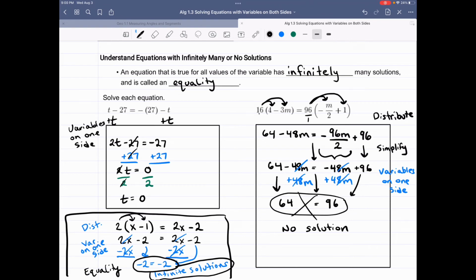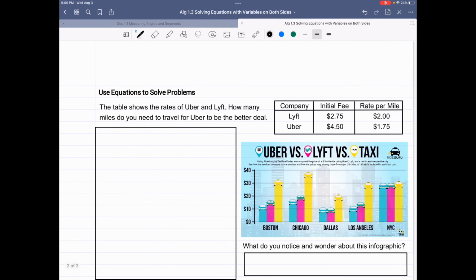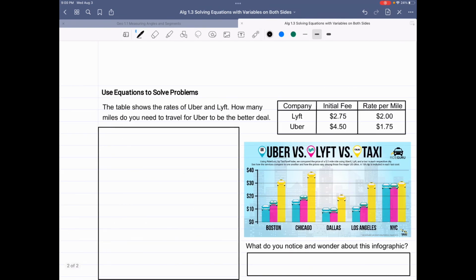Okay, let's turn the page. Using equations to solve problems. The table shows the rates of Uber and Lyft. How many miles do you need to travel for Uber to be a better deal?